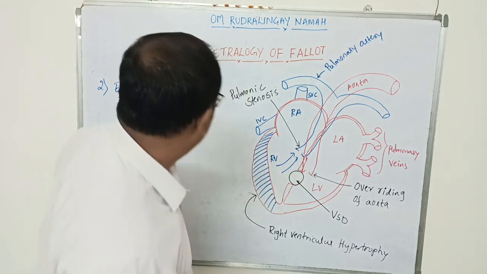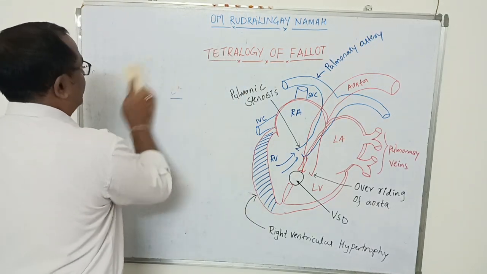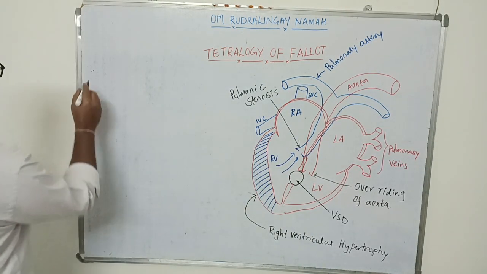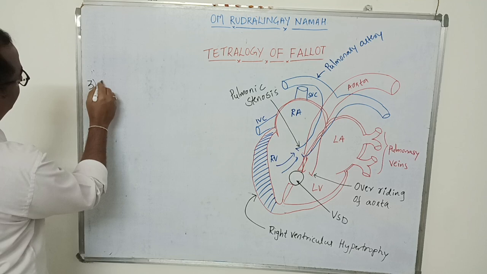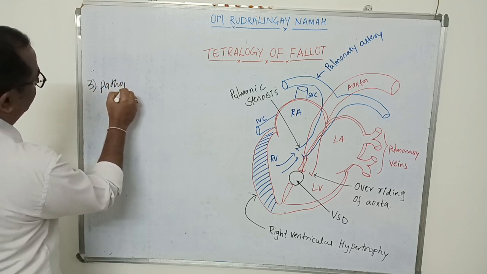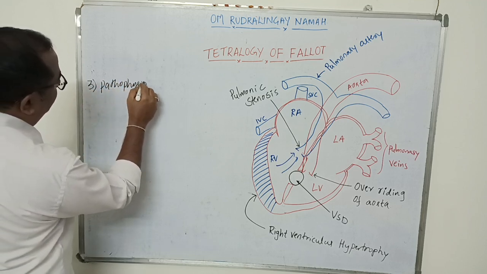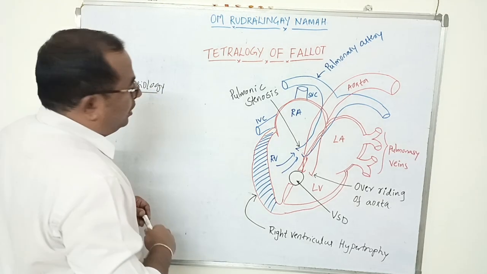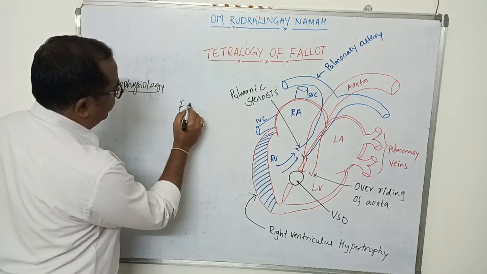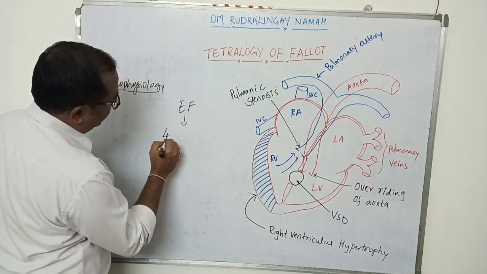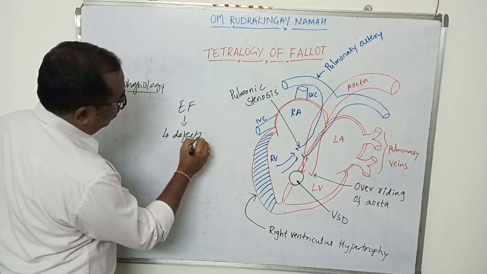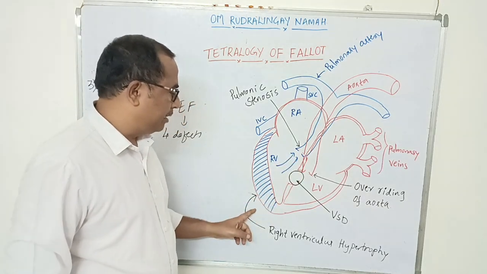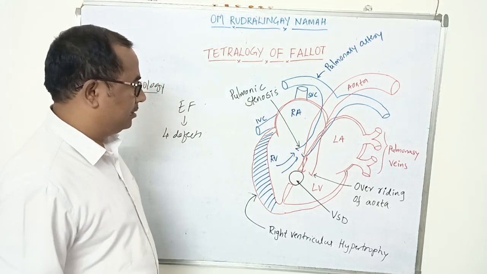Okay, so now we will discuss the pathophysiology. What happens here? Due to etiological factors, there are four defects. You can see there are four defects: ventricular septal defect, pulmonary stenosis, right ventricular hypertrophy, and overriding of aorta.